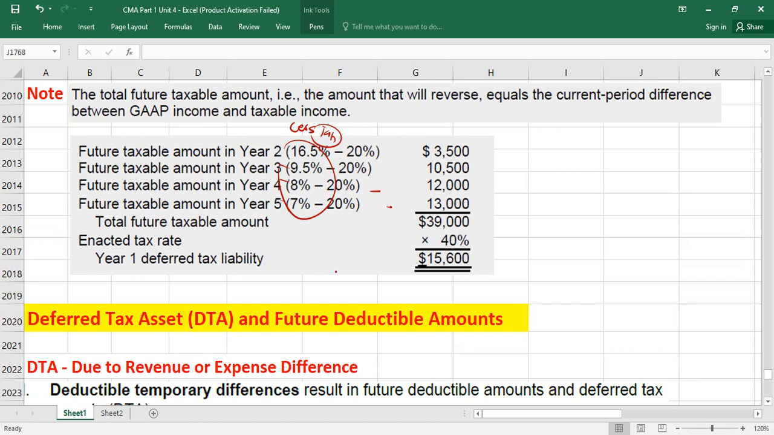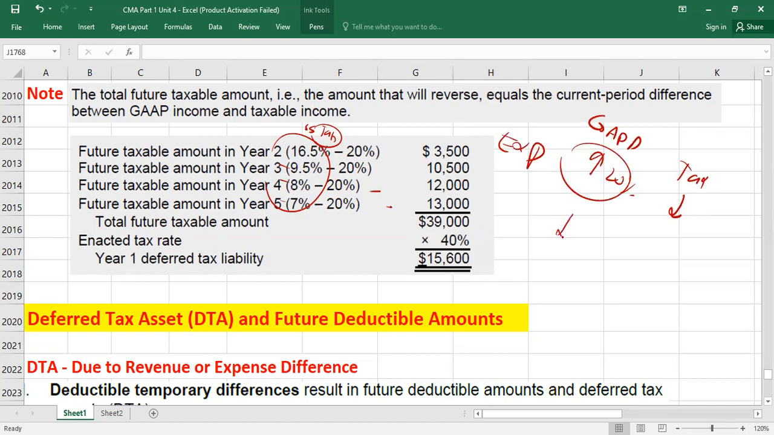In future, what will happen? Your GAAP income will be less, and tax income will be more. Why? Because in future, this is what I said, correct or not? Because these depreciation rates are for tax. It means in future, under tax, depreciation will be less, agreed, and here depreciation will be more by 20%. If this is expense, what will be the income? If expense is more, income will be lower, and here income will be higher.